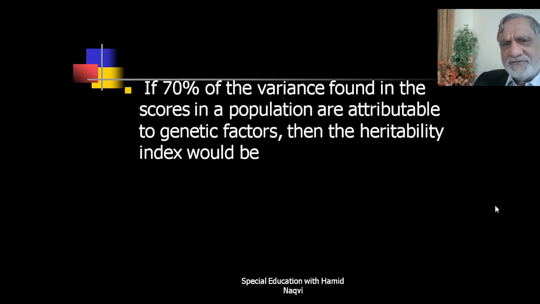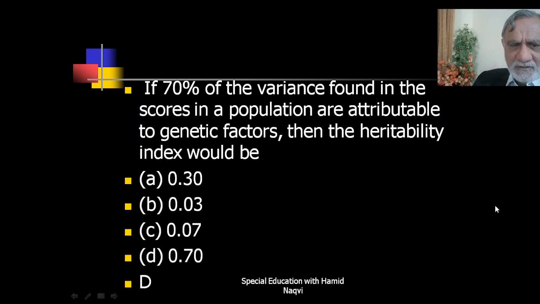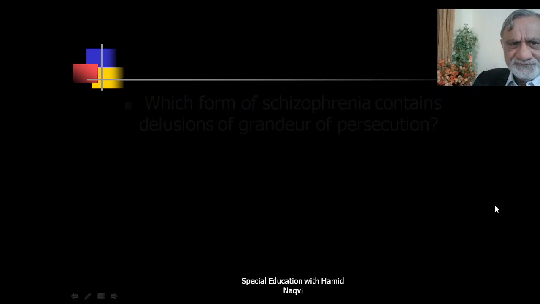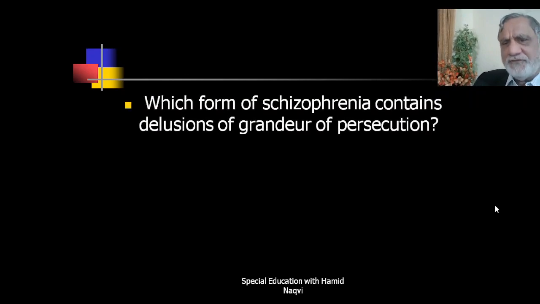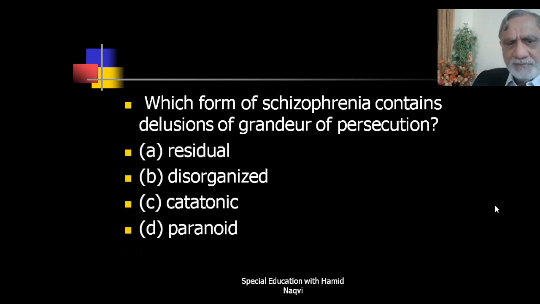If 70% of the variance found in the scores in a population is attributable to genetic factors, then the heritability index would be, correct one is 0.70. Which form of schizophrenia contains delusions of grandeur or persecution? Correct one is paranoid.